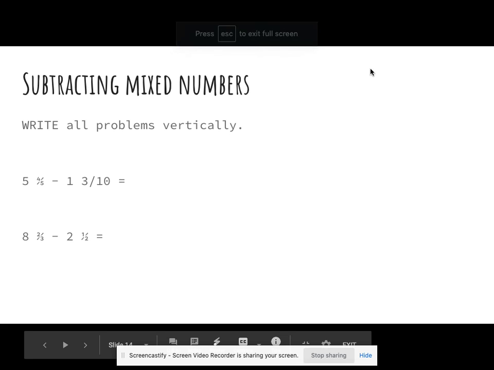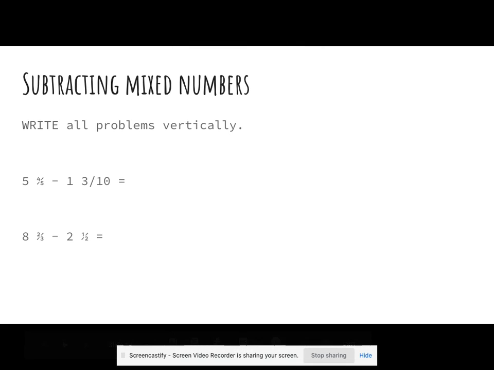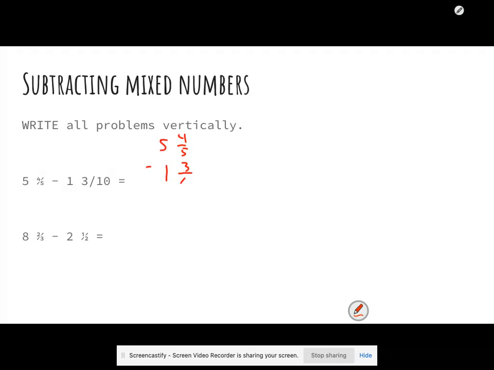So subtracting mixed numbers is going to be, again, just like adding. We're going to write our problems vertically. This time, instead, we're going to subtract. So for my first example, I have 5 and 4/5 subtract 1 and 3/10. So find a common denominator.